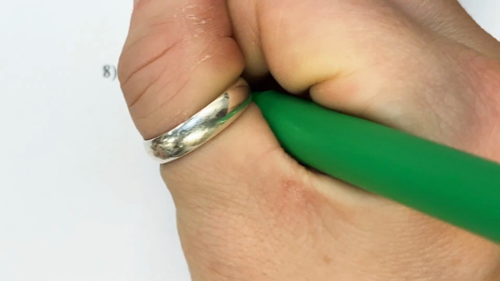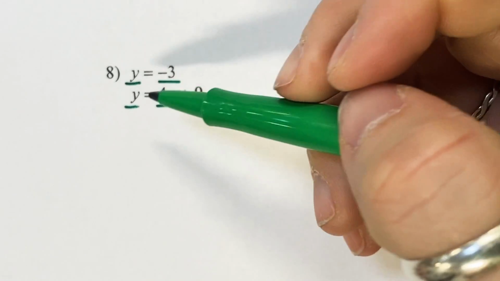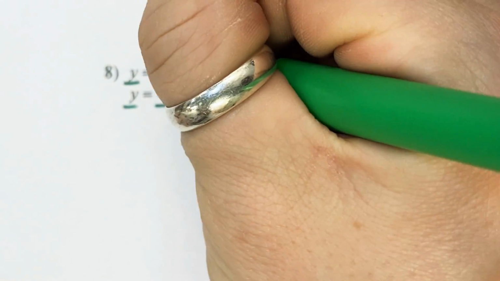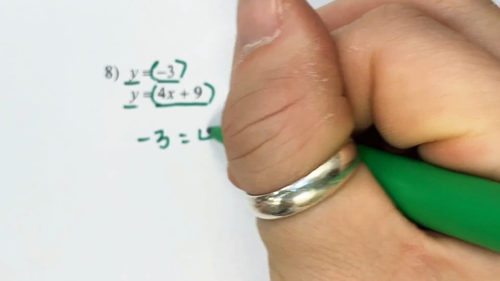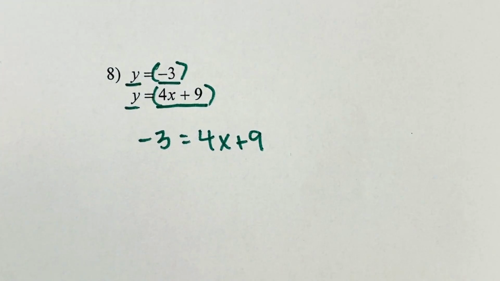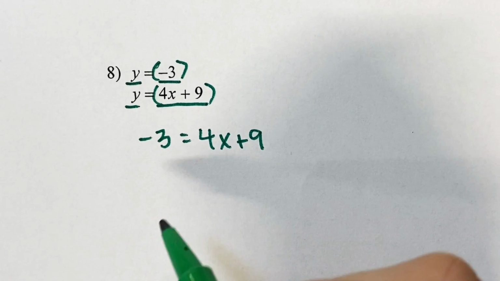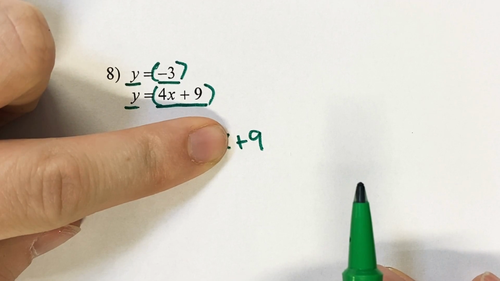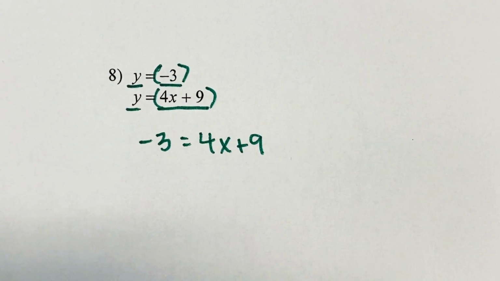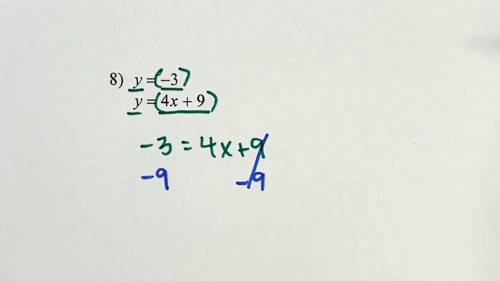We have y equals -3 and y equals 4x plus 9. Since y is the same thing as y, we can take -3 and set it equal to 4x plus 9. So -3 equals 4x plus 9. First thing I need to get rid of is this plus 9 since it's farthest from my x. What is the opposite of plus 9? It's going to be to subtract 9.